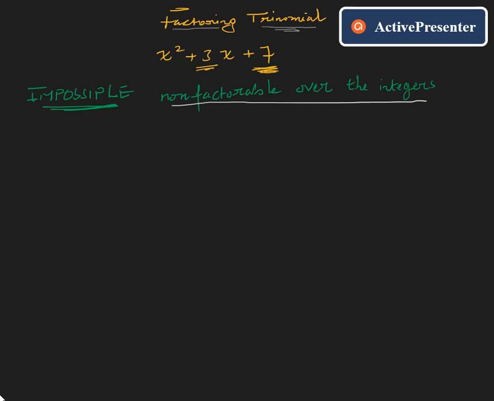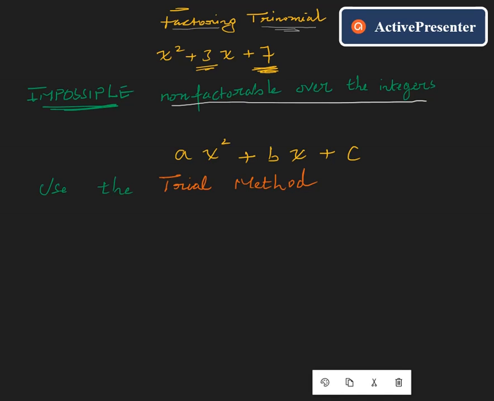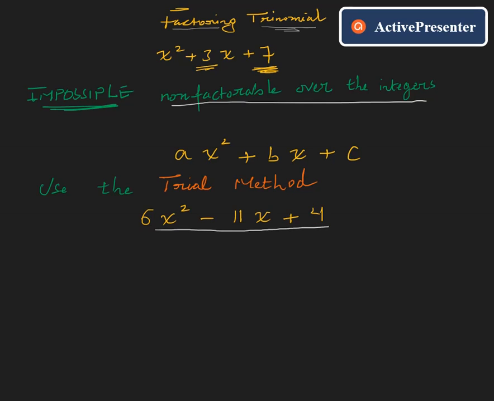There are cases where we have trinomials in the form ax squared plus bx plus c. How to factor those trinomials? You can use the trial method. For example, 6x squared minus 11x plus 4. How to factor that? We will use the trial method.